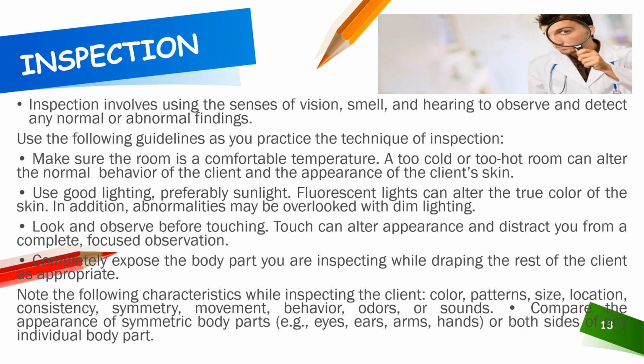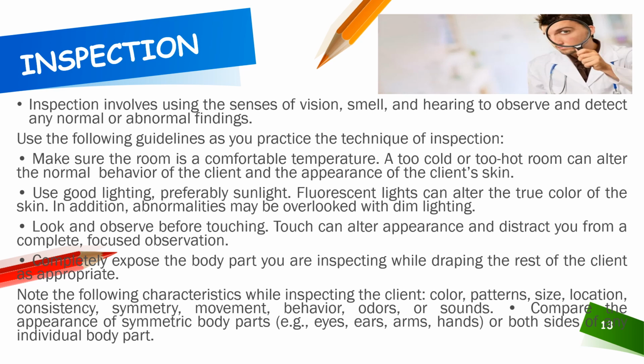So we use the following guidelines as we practice the technique of inspection. First, we make sure the temperature of the room is comfortable. A too cold or too hot room can alter the normal behavior of the client and the appearance of the client's skin. Use good lighting, preferably sunlight. Fluorescent lights can alter the true color of the skin. In addition, abnormalities may be overlooked with dim lighting. Look and observe before touching. Touch can alter appearance and distract you from a complete focused observation.